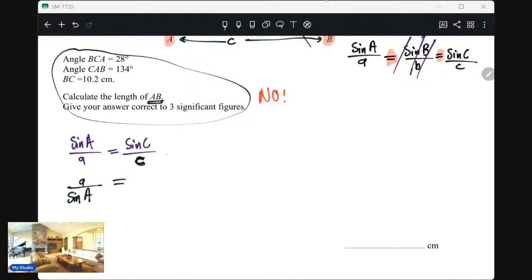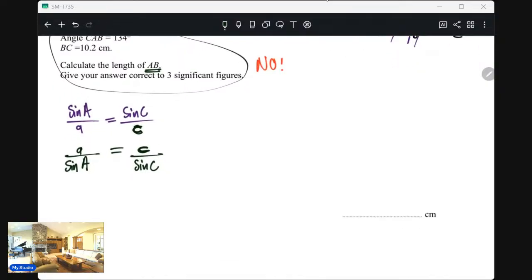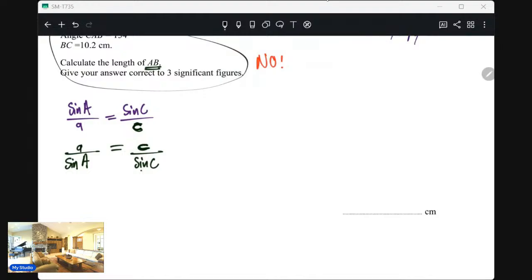Is equal to, what about this one? Can you flip it? The top goes to the bottom, the bottom to the top. What does it become? Small c was the denominator, so it goes to the top, over sine big C, which was at the top and is now at the bottom. Now we are looking for small c, so we just take sine big C to the other side. Are we together? So you have a over sine A times sine C, because it was dividing, when it goes to the other side it will multiply. This is equal to small c.